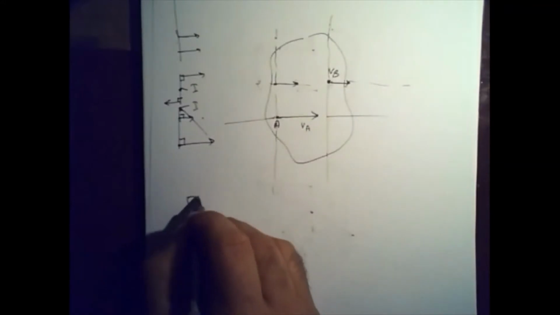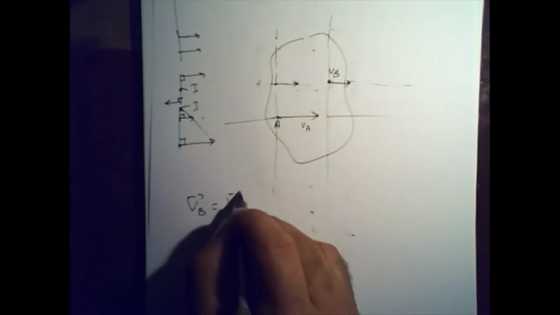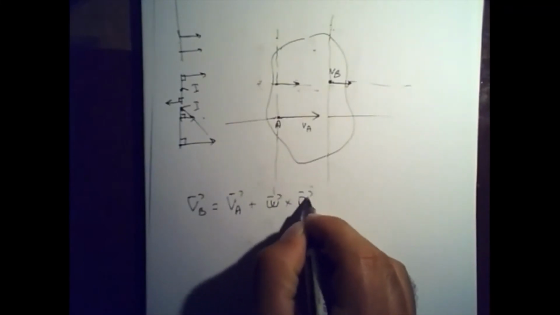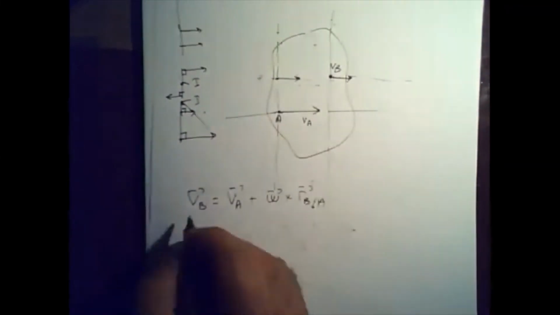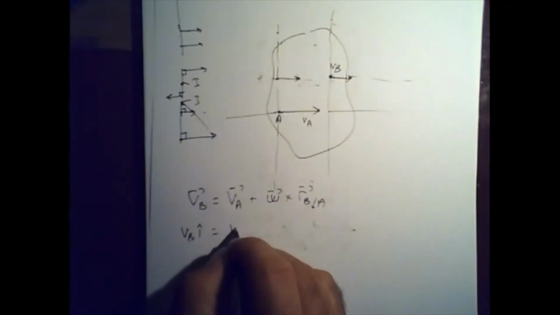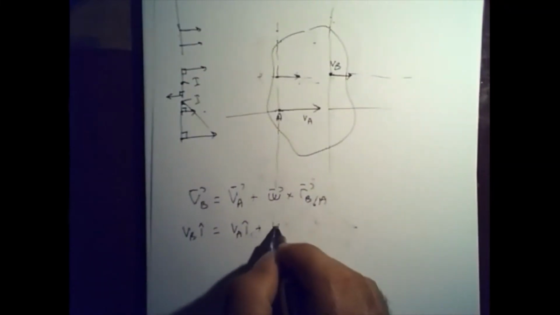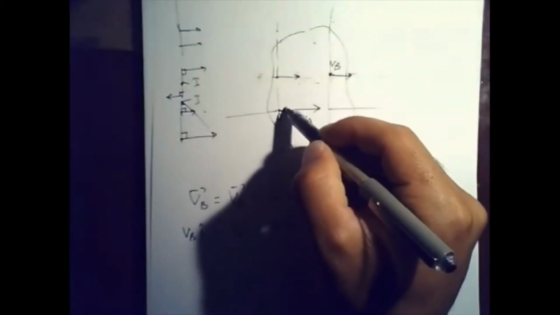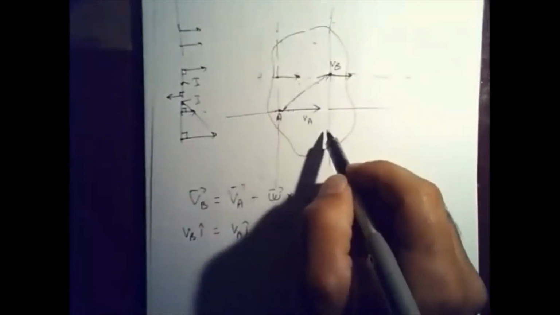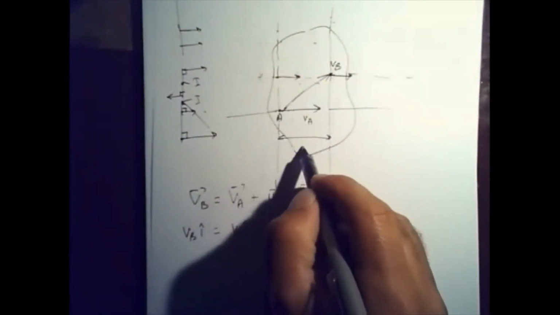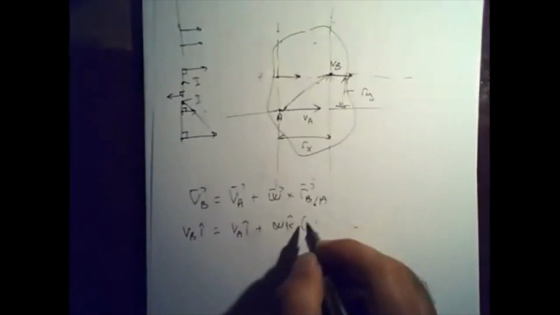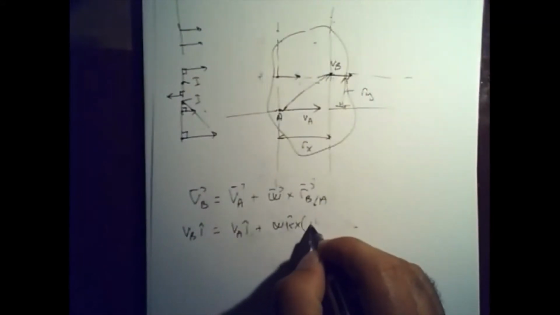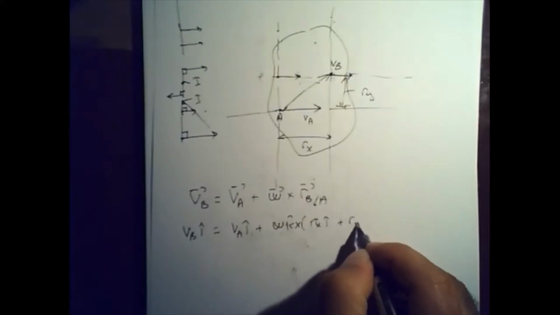So VB is going to be equal to VA plus omega cross RB as viewed from A. You guys agree? B and A are both in the i direction, so I can say VB i is equal to VA i plus omega k cross RBA. RBA is this vector, which has an x component, which I'll call Rx, and a y component, which I'll call Ry. So omega k cross Rx i plus Ry j.